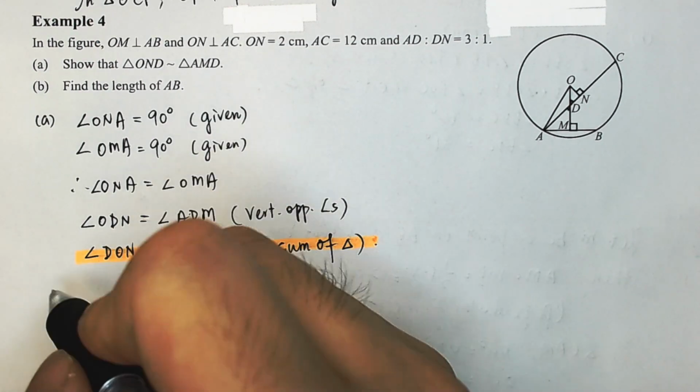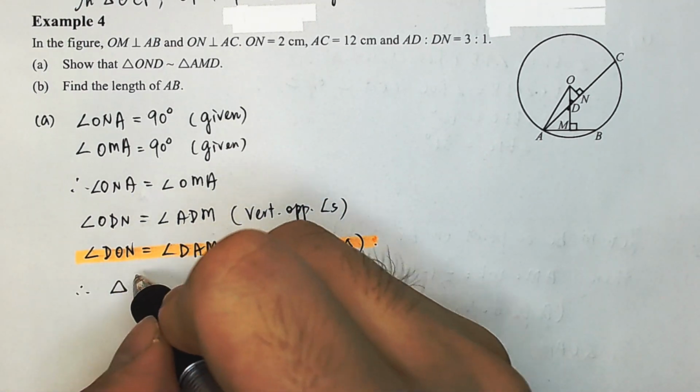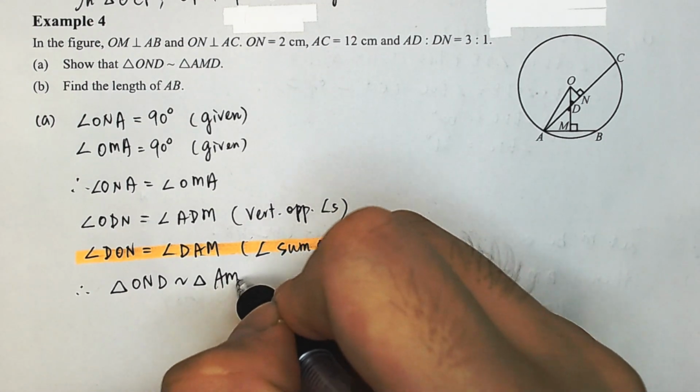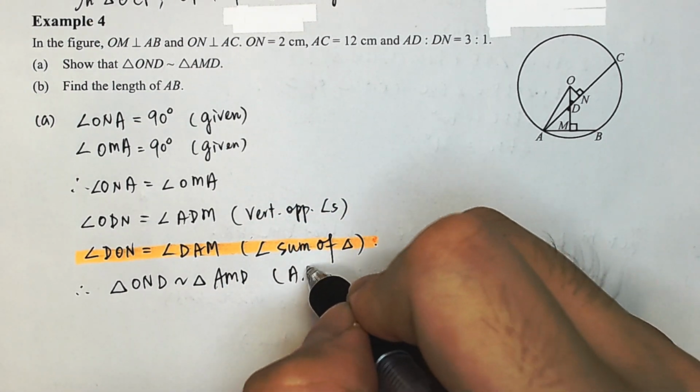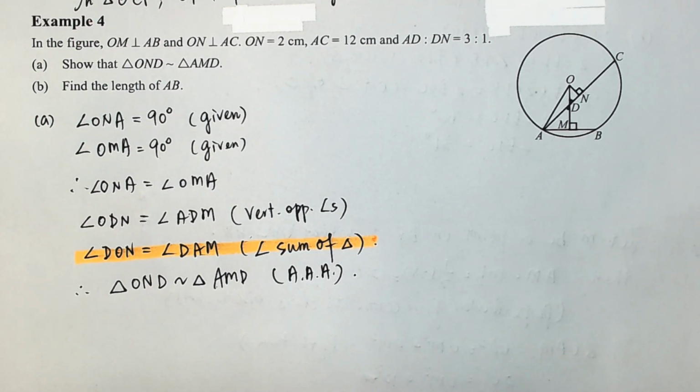So therefore we have triangle OMD similar to triangle AMD based on the reference AAA. So this is part A.